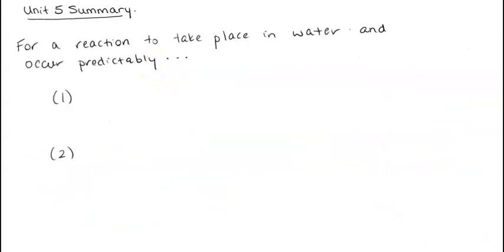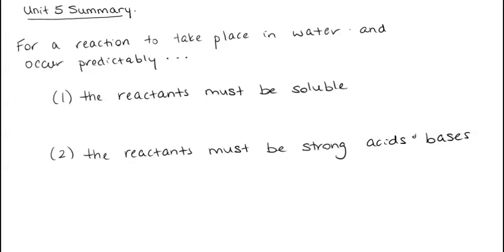So for a reaction to take place in water and for it to occur predictably, or in a way that we can predict the amounts of products produced, two things need to be true. The first is that the reactants must be soluble. The reactants must split into their ions so that the ions can react with each other. The second, if it's a neutralization reaction, the reactants must be strong acids and bases. This way we know that all of the reactants become products and we can make predictions about the amounts and concentrations.